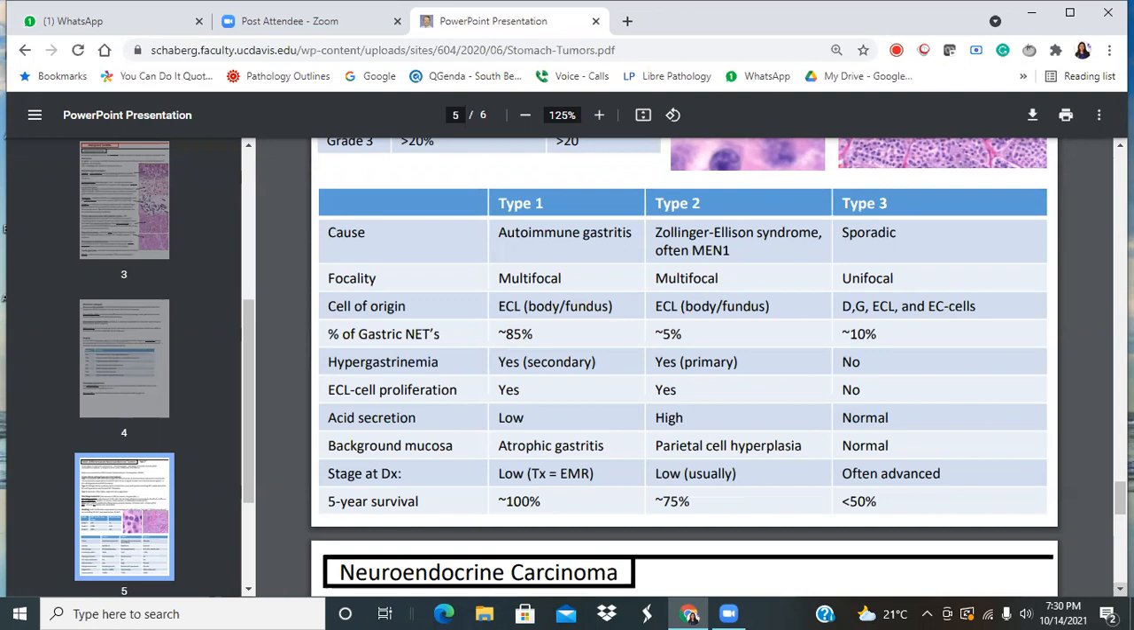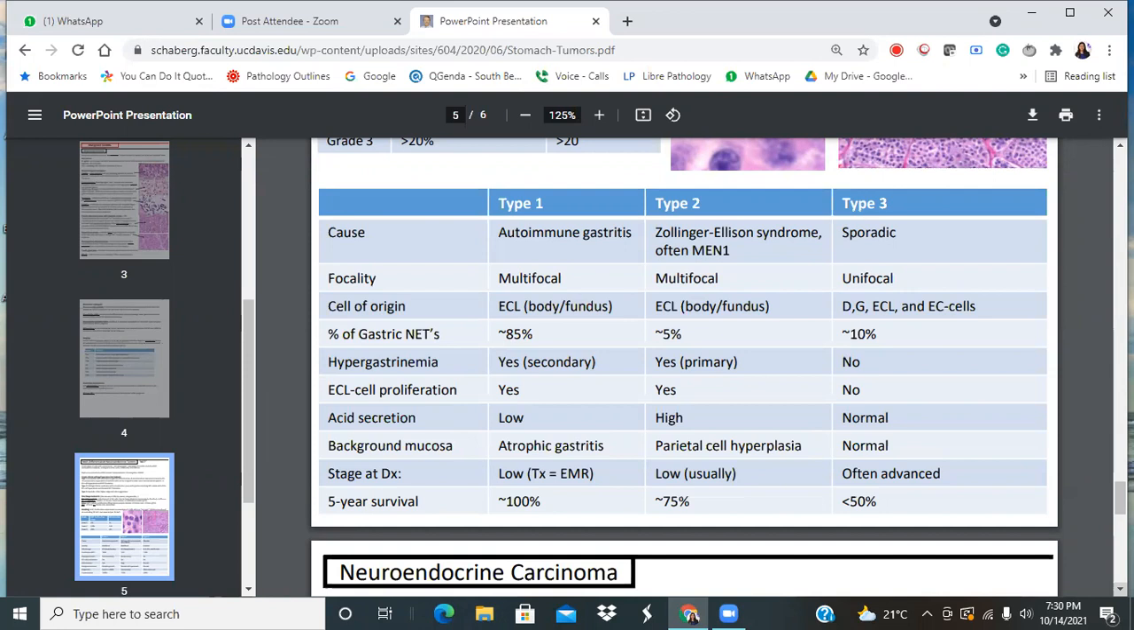Autoimmune gastritis, like we discussed for type 1, is multifocal and ECL is the cell of origin. It's most common: type 1 is 85% of the gastric NETs. You do see hypergastrinemia, increased gastrin production, and then ECL cell proliferation is there. Acid secretion is low, which is why the autoimmune gastritis happens in the first place. Background mucosa has atrophic gastritis. Stage at diagnosis is usually low. Endoscopic mucosal resection is the treatment. 5-year survival is close to 100%.